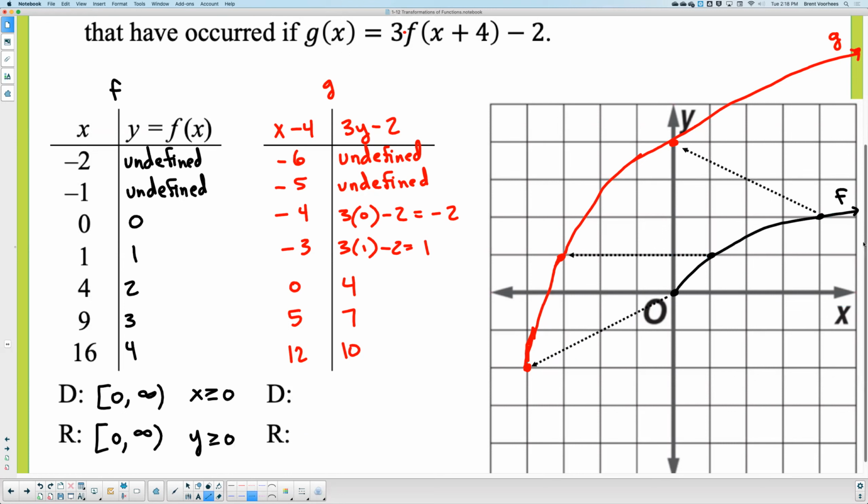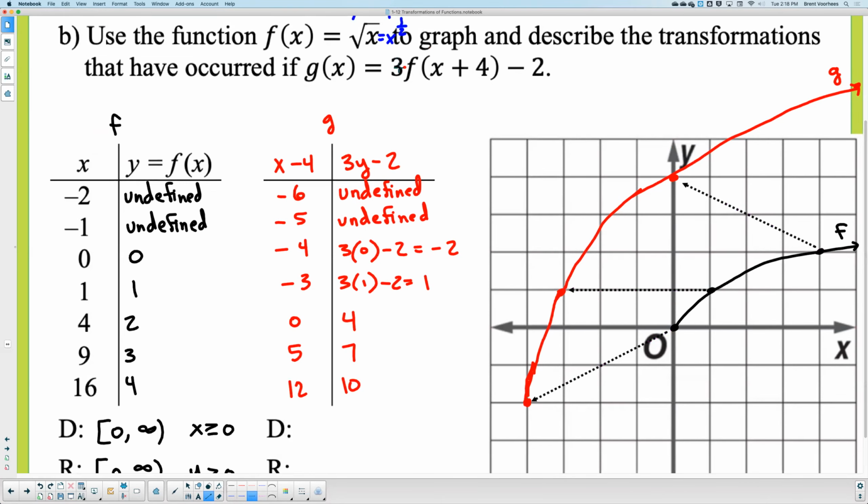Okay, just to write up these transformations. This is multiplying by 3. Whenever you multiply, that's a dilation. When you multiply the y's, you call it a vertical dilation. That means you're multiplying by a factor of 3.